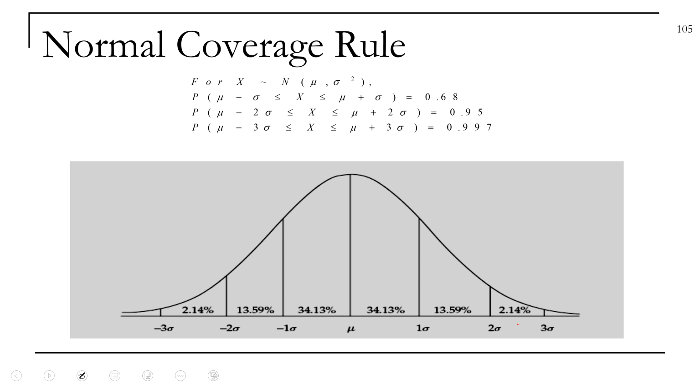Z's and normals are really nice. This is where the empirical rule comes from. 68% of the area is within 1 standard deviation of the mean, 95% of the area is within 2 standard deviations of the mean, and essentially almost the entire curve is within 3 standard deviations of the mean. It goes on forever, but essentially everything's within 3 standard deviations of the mean.